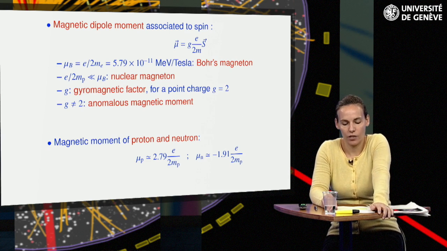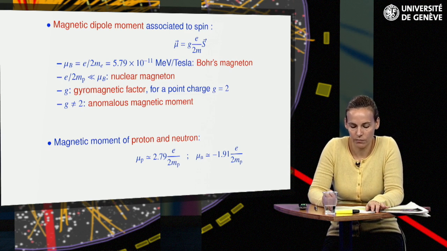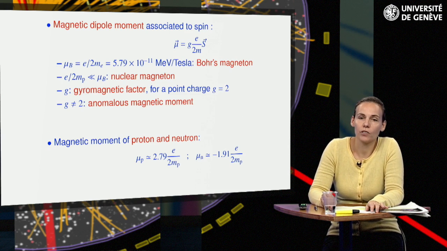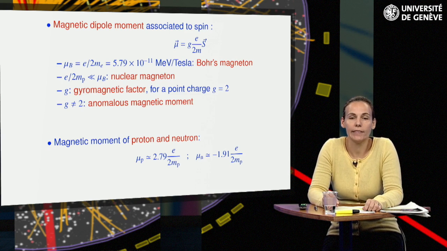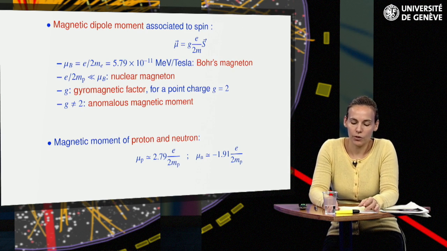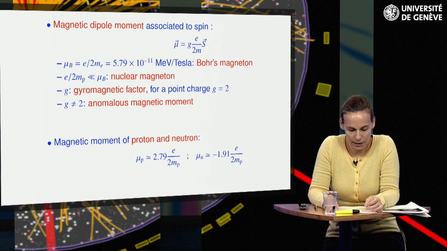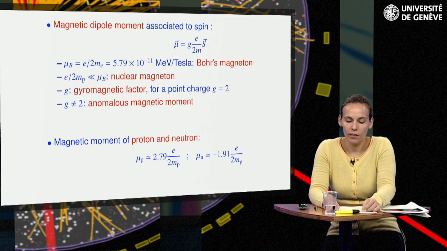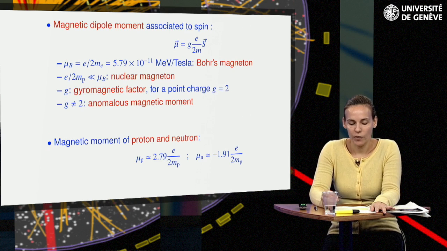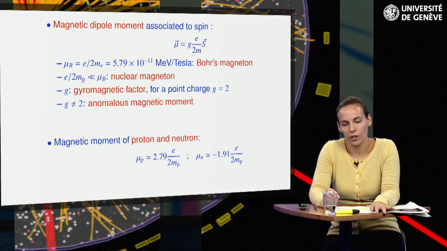For a point charge, g is about 2, with small deviations of order 10 to the minus 3 for electrons and muons, as we will see in Module 4. The magnetic moments of proton and neutron are considerably different, plus 2.79 and minus 1.91 nuclear magnetons respectively. This is a first indication of a charged substructure of the nucleons.